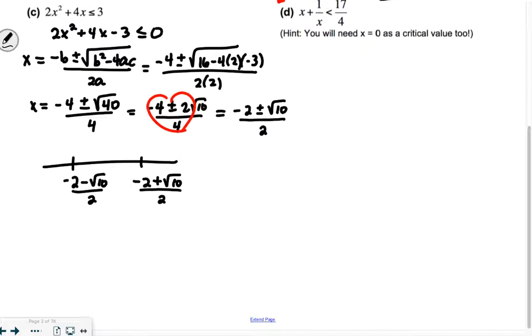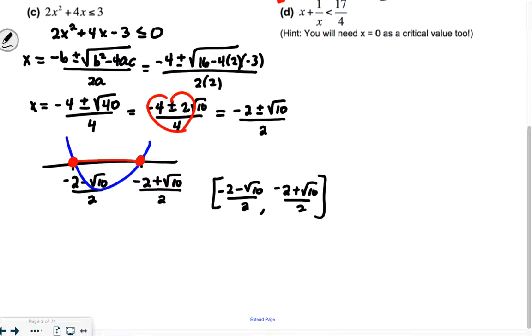And we know the shape. So we don't even have to think, oh, what number's between those? What number's bigger than those? Because it's an upwards parabola, and we're trying to figure out where it's less than or equal to 0. So where is it going to be less than or equal to 0? Yeah, in between, right? So it's going to be from here to here. So our answer is going to be negative 2 minus root 10 all over 2, comma, negative 2 plus root 10 all over 2, like that.